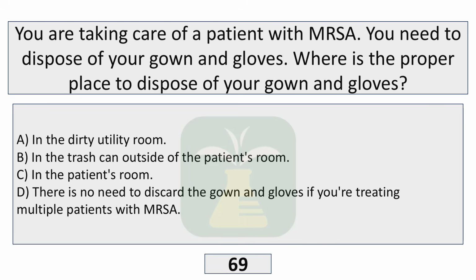You are taking care of a patient with MRSA. You need to dispose of your gown and gloves. Where is the proper place to dispose of your gown and gloves? A. In the dirty utility room. B. In the trash can outside of the patient's room. C. In the patient's room. D. There is no need to discard the gown and gloves if you're treating multiple patients with MRSA.